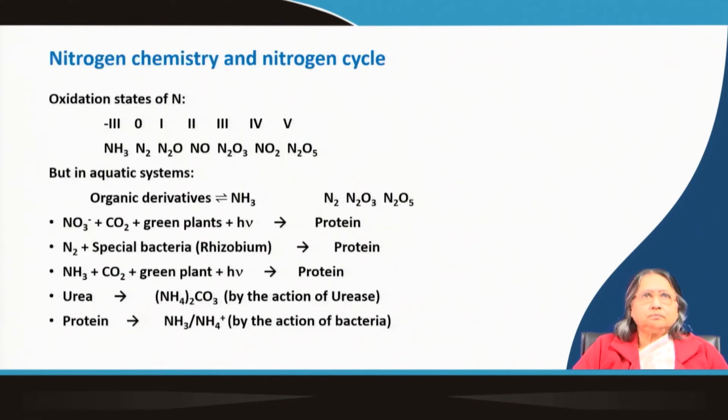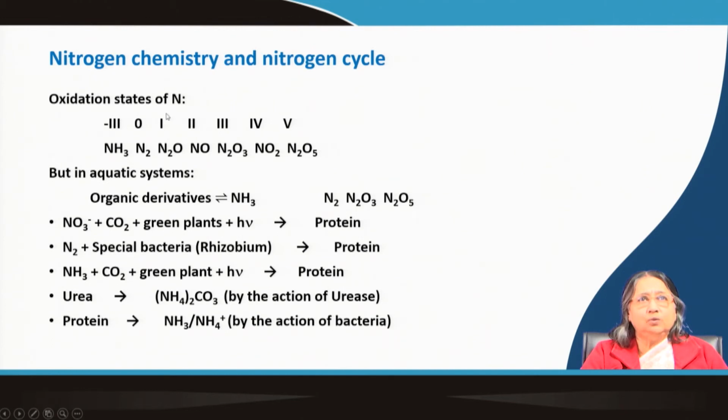Now, why is nitrogen so interesting? Because you know from the periodic table that nitrogen belongs to group 5, and the highest oxidation state is +5. You see that nitrogen in ammonia is in the -3 oxidation state, in nitrogen it is 0, it has so many oxidation states.